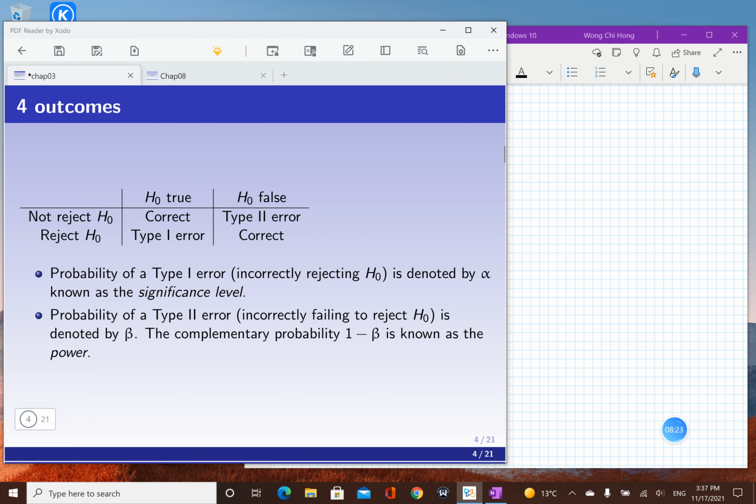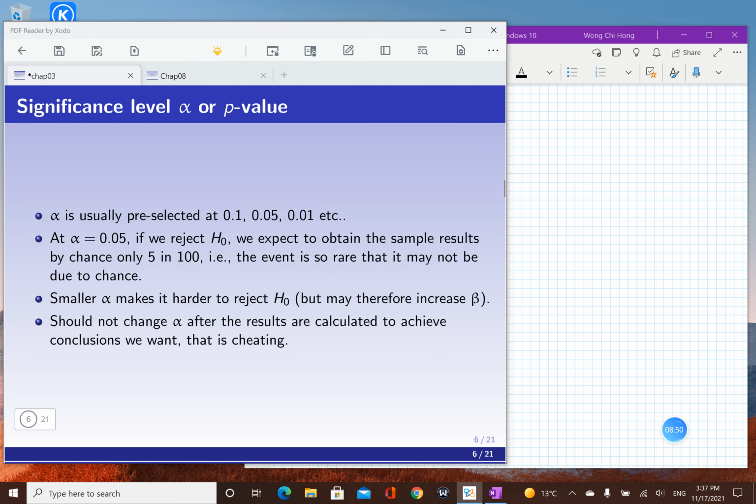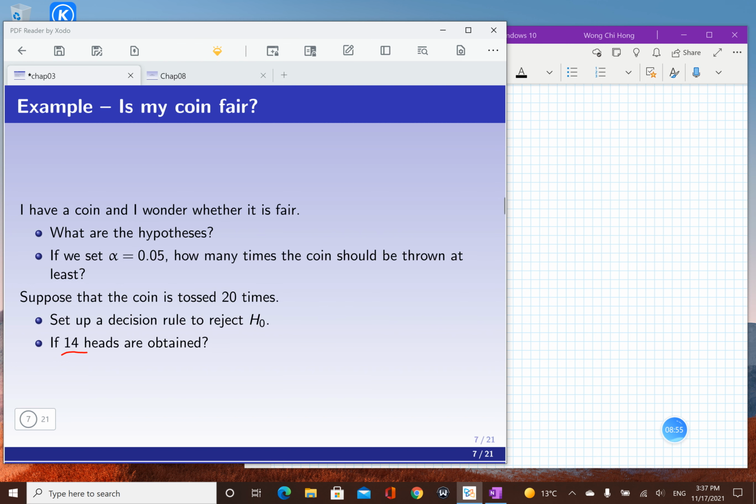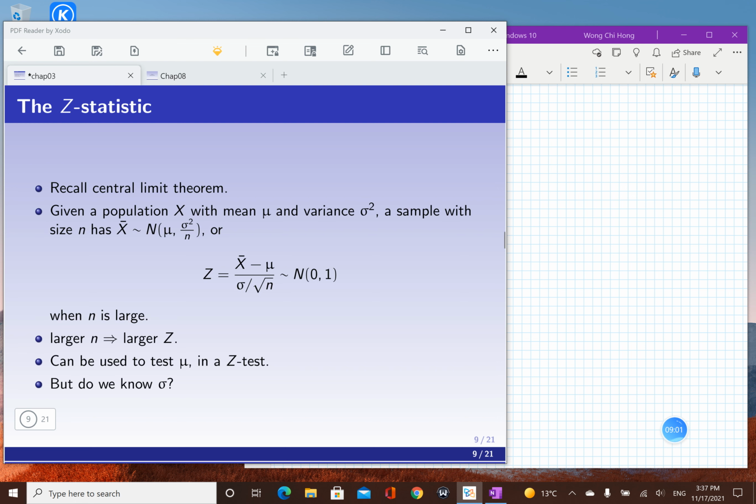But you can see that, as we discussed the other day, if you try to reduce beta, you're most likely going to increase alpha at the same time. If you try to reject your H naught more often, then you're more likely to reject your H naught wrongly, and vice versa. So somehow we have to balance the two of them, if possible. Okay. So what exactly do we do?